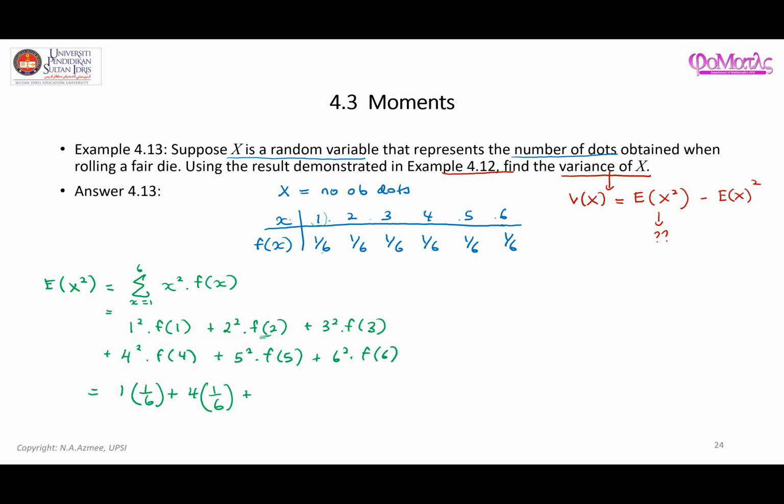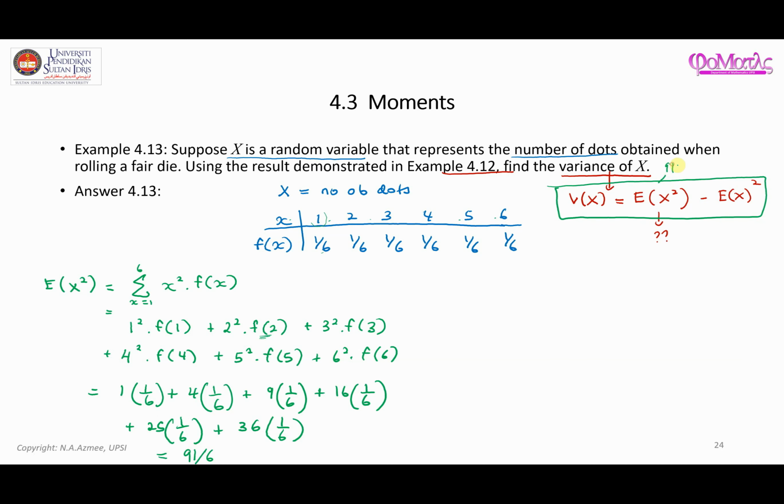We're going to follow this process: 9 times 1 over 6, also 1 over 6, 16 times 1 over 6, plus 25 times 1 over 6, plus 36 times 1 over 6. If you punch in the values into your calculator, you should be able to get that the answer is 91 over 6. So that is the value of E(x squared).